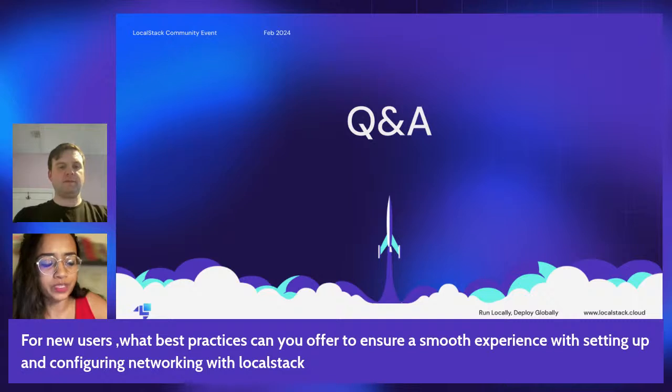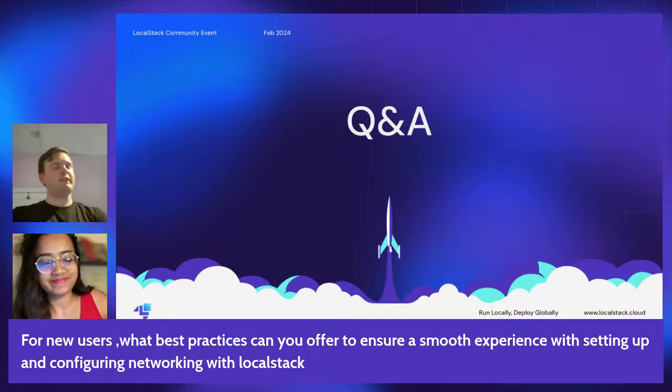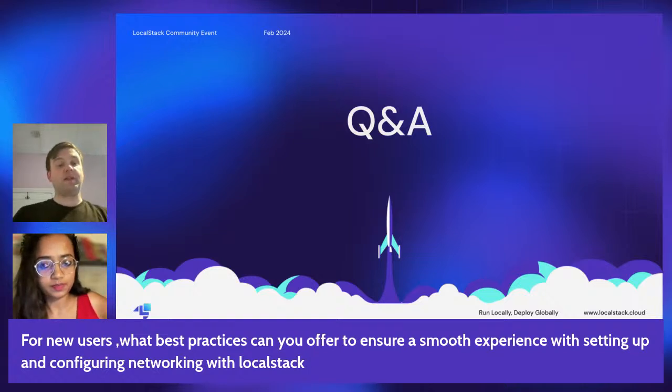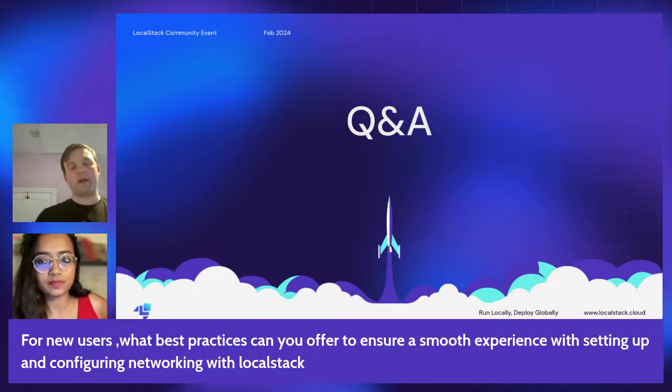For new users, what best practices can you suggest to ensure a smooth experience with setting up and configuring networking with LocalStack? Sure. I would say it's split into two. If you're using one of our managed environments like Lambda or ECS, then that should be done for you, and we have good documentation on those services specifically. If you're in a situation like I was demonstrating, then I would suggest trying to configure your application to use LocalStack's DNS server in a Docker environment and using localhost.localstack.cloud throughout. That will give you the most straightforward experience as you get started.